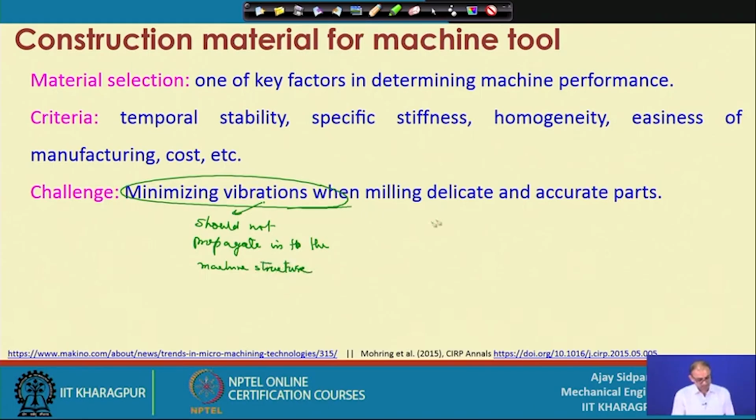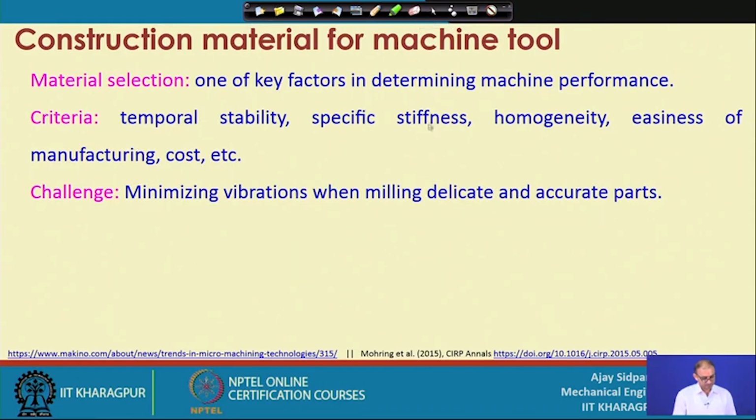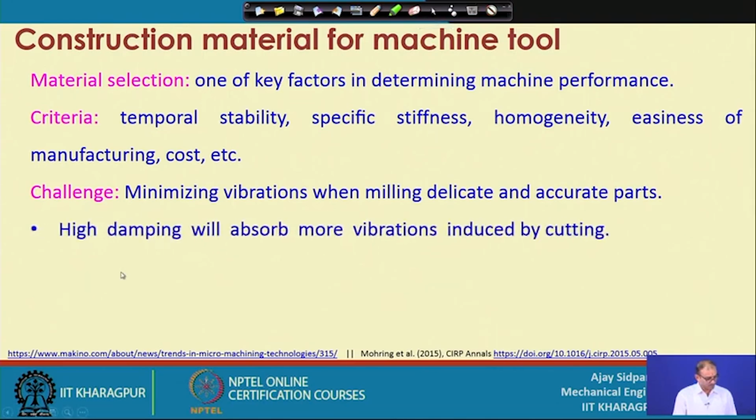Correct. And when we are talking about fabricating a delicate, meaning very thin wall section, and accurate, that means we need a dimension as per our requirement. So, these are the challenges when you are talking about these different types of materials. High damping will absorb more vibration during cutting. So, that is why we need a high damping material while selecting different things.